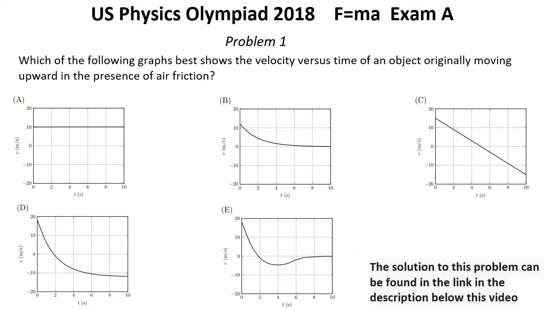Problem 1. Which of the following graphs best shows the velocity versus time of an object originally moving upward in the presence of air friction? Solution. First of all, when the object is moving, there are two forces acting on it. That's a gravity force, which is constant and is going down, and also air resistance, which depends on speed, and it's always opposite to motion. And it's greater when speed is greater.